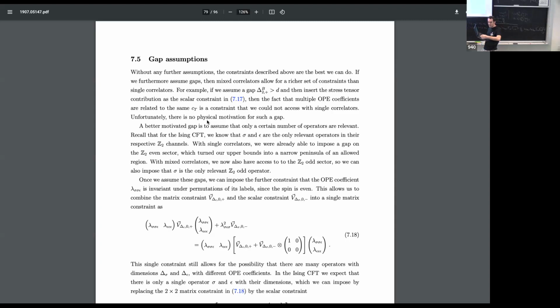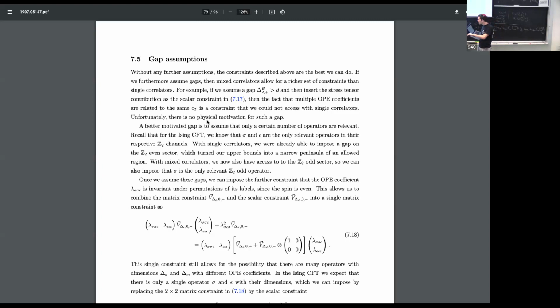And so remember in the previous lecture, we discussed how just with the single correlator, by putting in a gap on delta sigma, you could get a peninsula allowed region. But it wasn't an island, it was more of a peninsula. So if you don't put in any gaps and do mixed correlators, you gain nothing. So what do you gain by doing mixed correlators? What you gain is that you get access to operators you didn't have access to before.